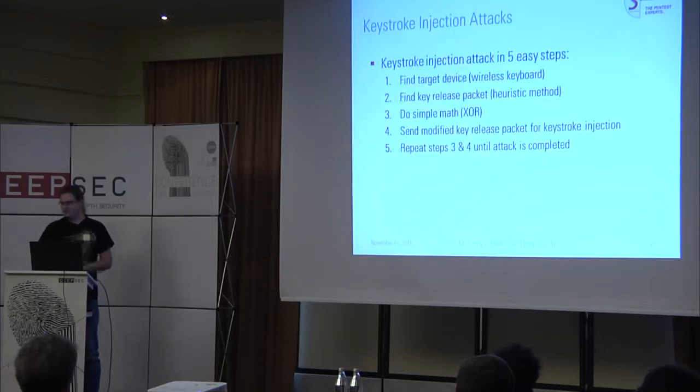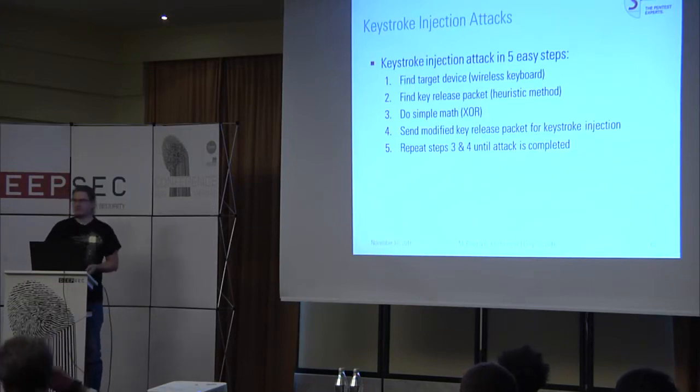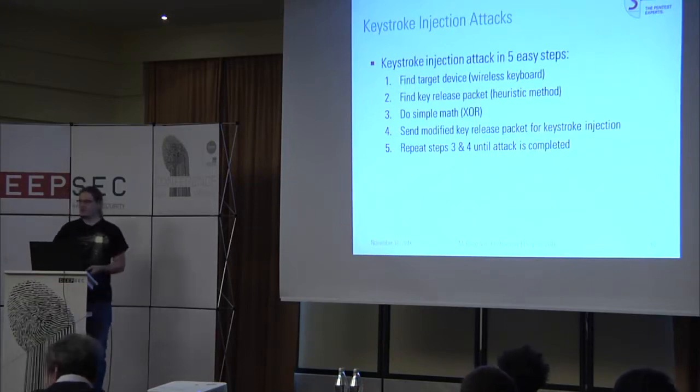So as you saw earlier, this works. You just have to do these five easy steps. You have to find the keyboard, of course. You have to find the key release package. That's also easy. And you have to do this simple XOR math to craft your own keystrokes. And you're ready to go. Just repeat that as often as you want, and you have your keystroke injection.